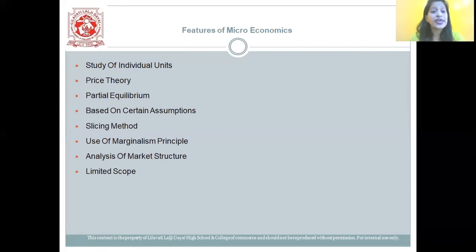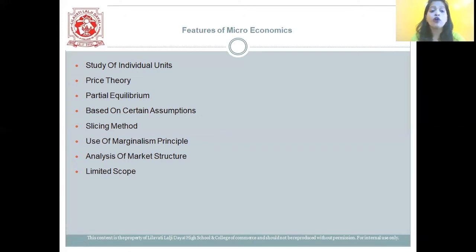Next one is based on certain assumptions. Microeconomic concepts, students, are always based on certain assumptions. Next one, we have the slicing method. And what is the slicing method? Under microeconomics, the whole economy is divided into smaller units and then studied. Hence, it is termed as the slicing method, dividing the entire economy into smaller units.